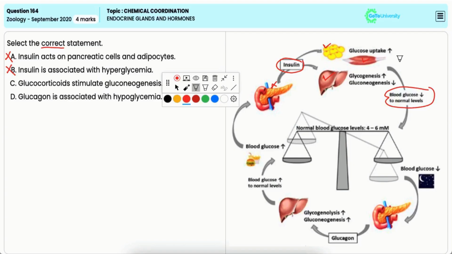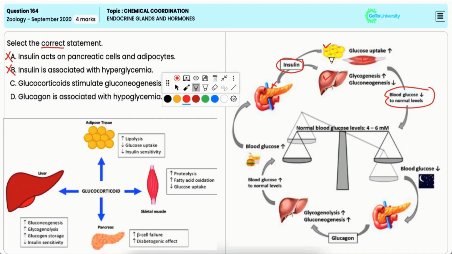Option C, glucocorticoids stimulate gluconeogenesis. Glucocorticoids, for example, cortisol, stimulate gluconeogenesis in the liver. That is, it's a process of producing glucose from non-carbohydrate sources, and it helps in increasing the blood glucose levels. Thus, this is the correct option.